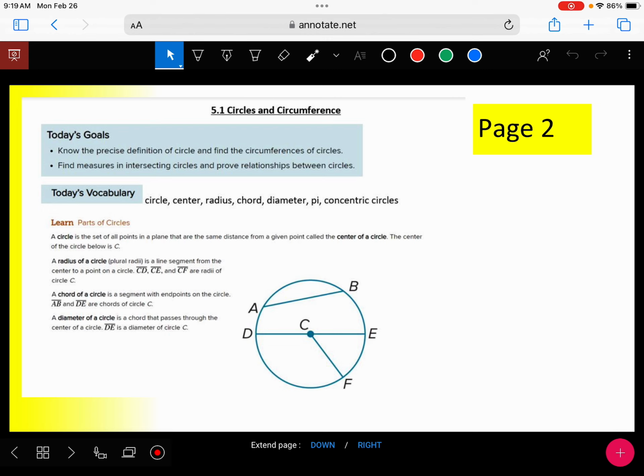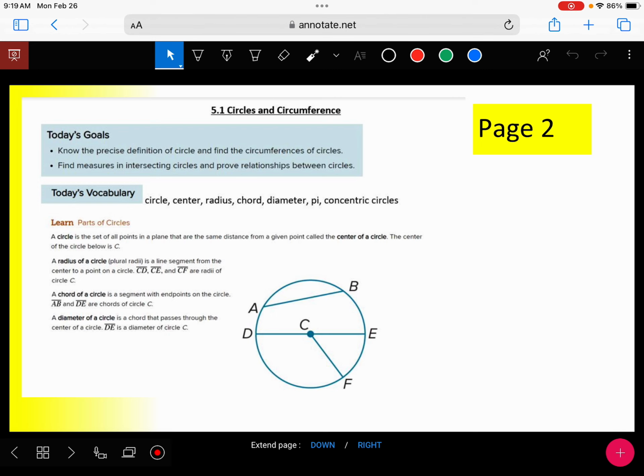The way we think about the center of the circle is that the center is going to be the same distance from any point on the edge of the circle. That's how we think about it in math terms. The center of a circle is the exact same distance away from any point on the edge of the circle.